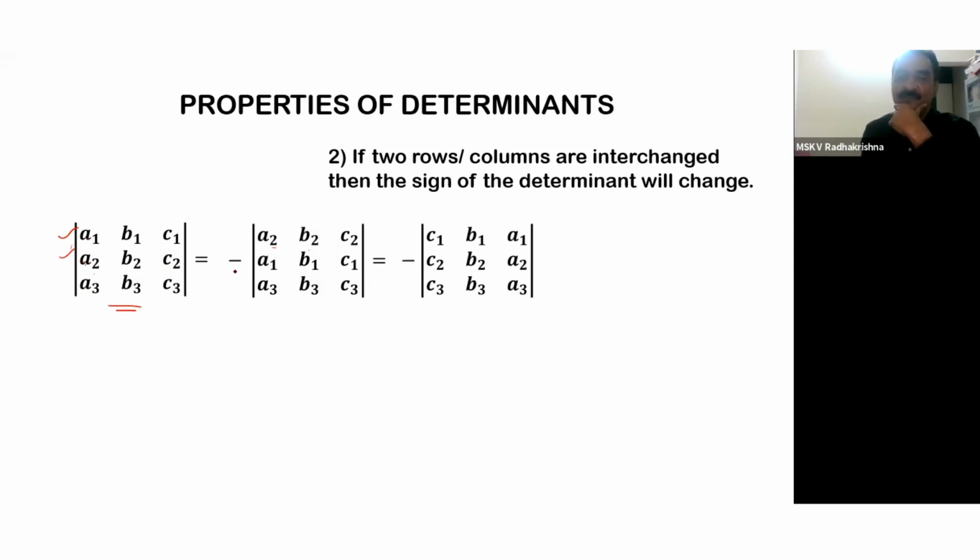Sign will change. Okay. Similarly, you can interchange columns, two columns. Let us interchange first column and third column. Then you will get this determinant. Third column becomes first column here. First column becomes third column. Then sign of the determinant will change. So we have to take minus sign. Okay. This is one property.